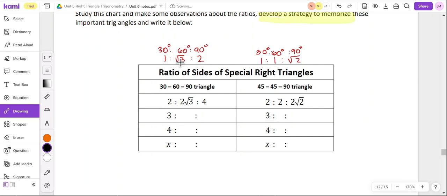So what is 2 times radical 3? 2 radical 3. And what is 2 times 2? 4. All right, now the 1 is a 3. So what is 3 times radical 3? And what is 3 times 2? What is 4 times radical 3? And 4 times 2?